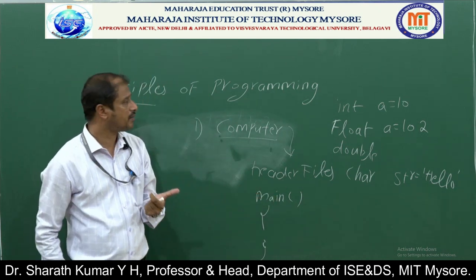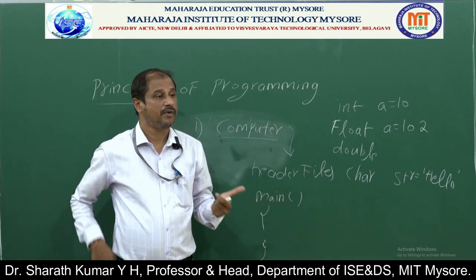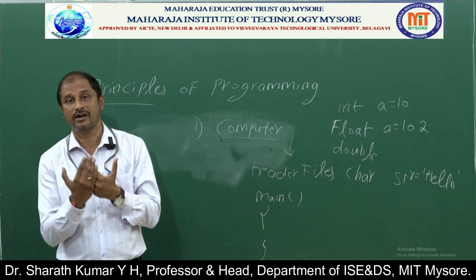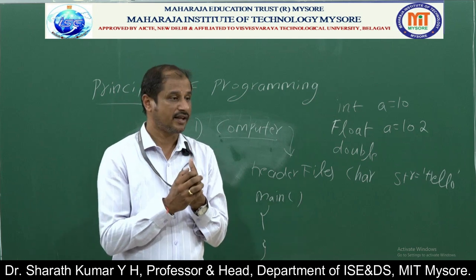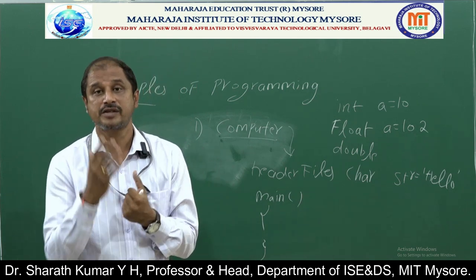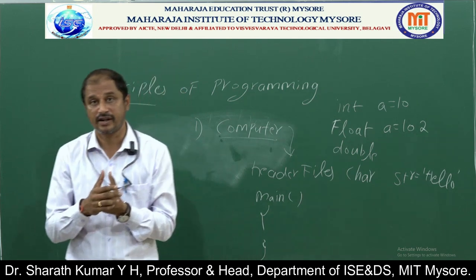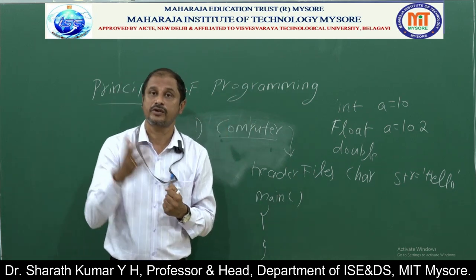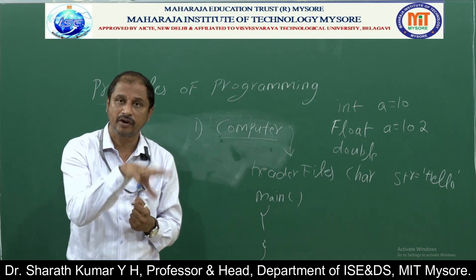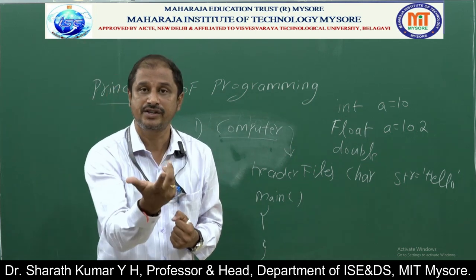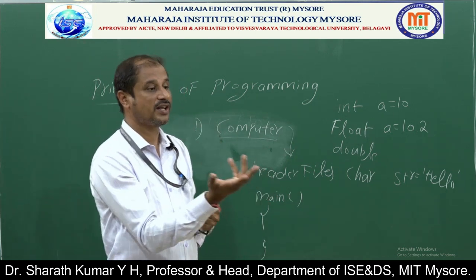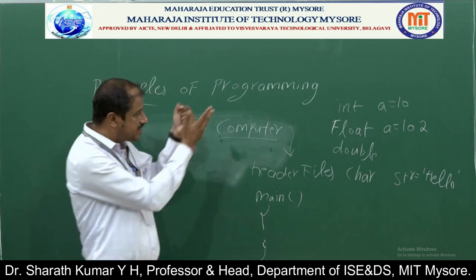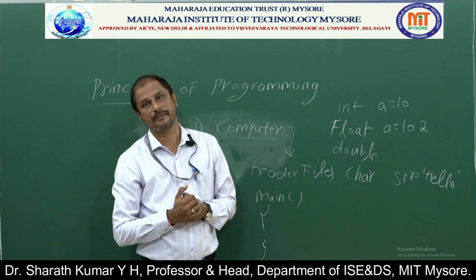Other branches like EC, electronics and communication, must learn programming because, to solve applications like signal processing, especially signal processing with image processing, they really require C programming. If you know C programming, you can easily analyze images using MATLAB or Python, because of the basic programming called C.